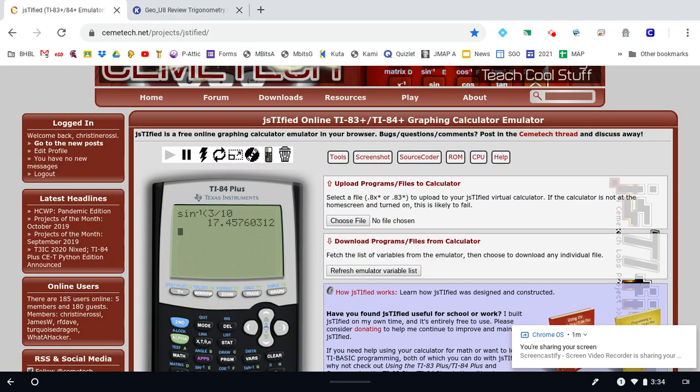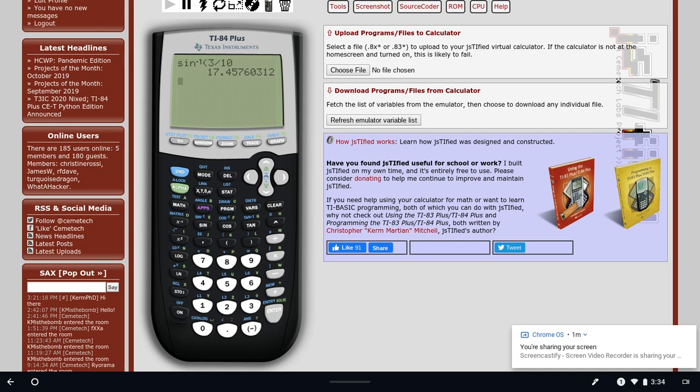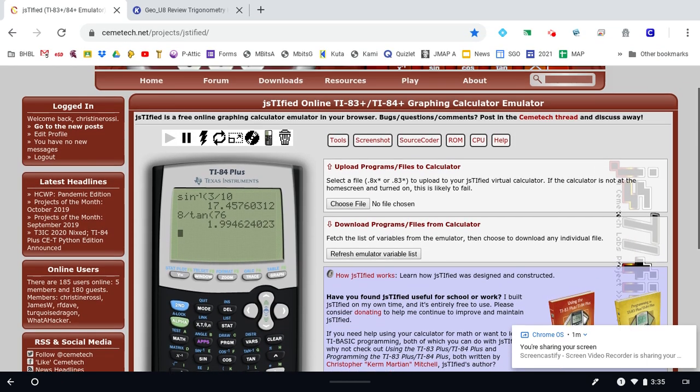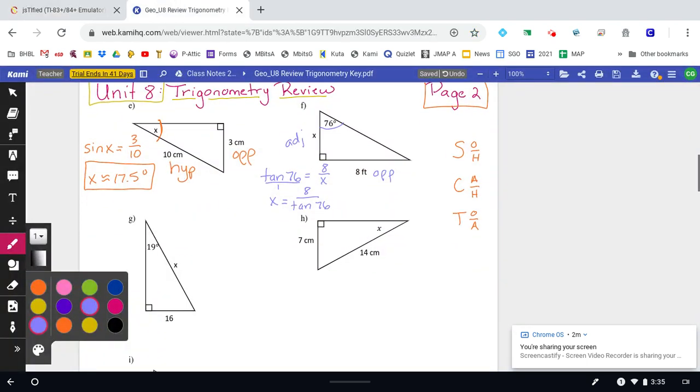Okay, so now my calculator. I've got 8 divided by tangent of 76. Get about 1.99. Round that to the nearest tenth. We get about 2.0 feet.